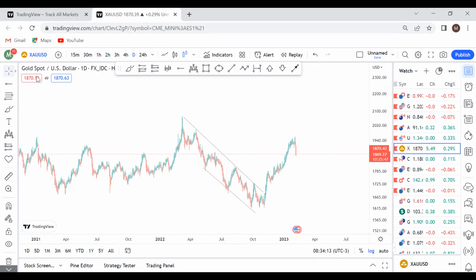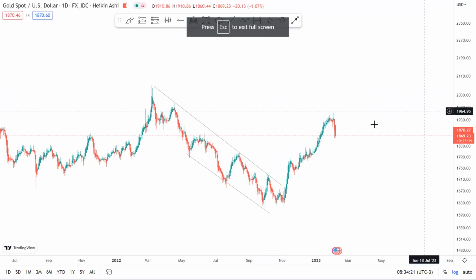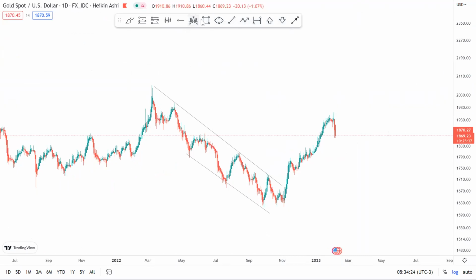This is gold, and this is actually interesting. The reason why I'm saying this is interesting is because we had a descending structure, right? And then a breakout with a huge impulse, some type of corrections happened within these areas, and then a huge impulse to the upside.